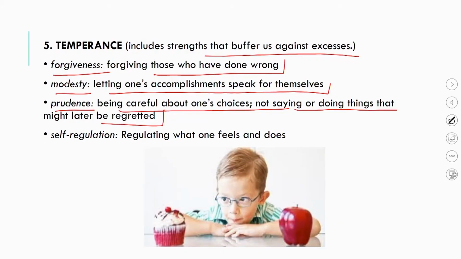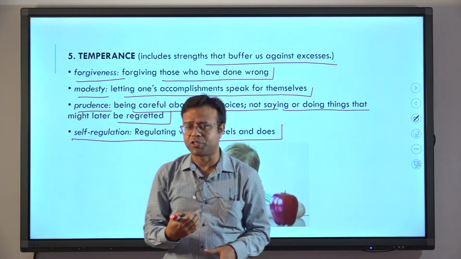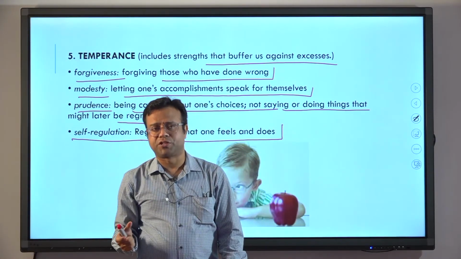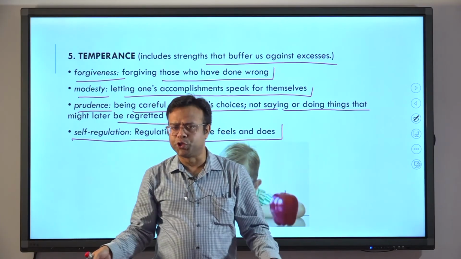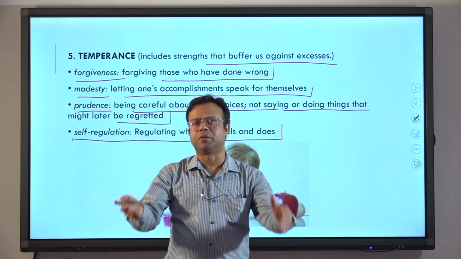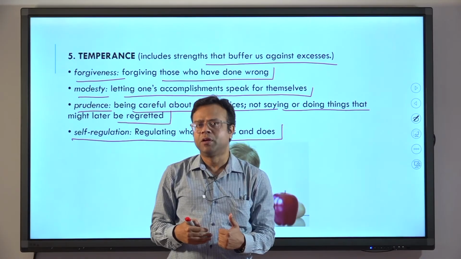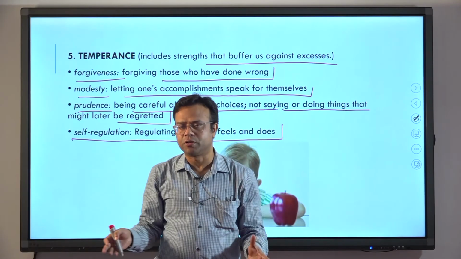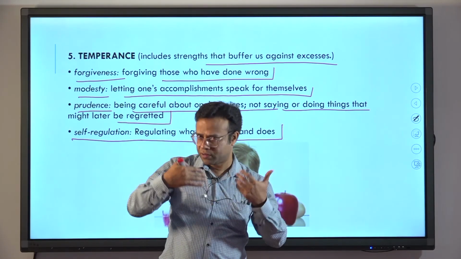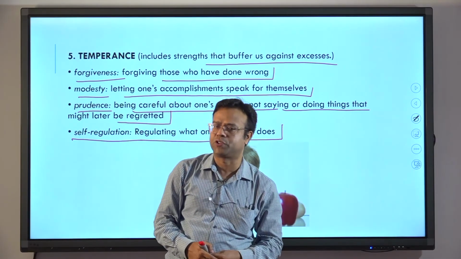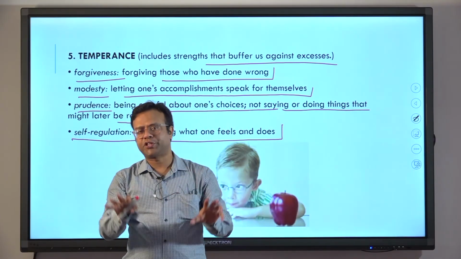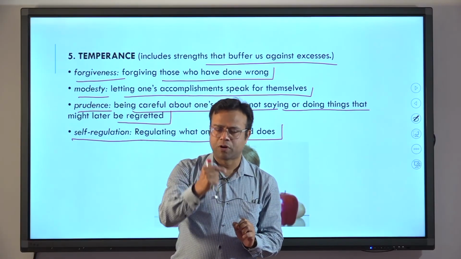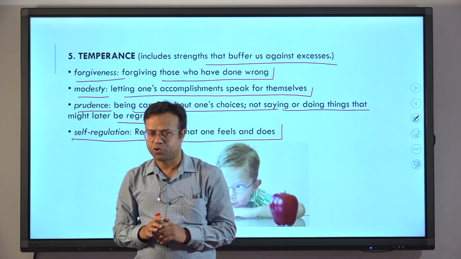Self-regulation is also very important and core of temperance, which means regulating what one feels and does. So you are also able to regulate your emotions, your thought processes, and you mold it according to the situation. For example, if you are angry, it doesn't mean you show your anger in every situation. No. So you are able to control it and express it according to the needs of the situation and so on. So these are all expressions of temperance, and these are all specific character strengths associated with that.